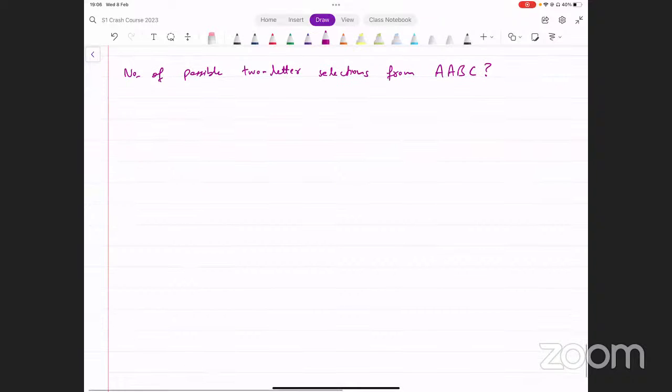So we want to select 2 letters out of these 4. Think about this, in how many ways can we do this? We'll discuss this tomorrow. That's it for today.